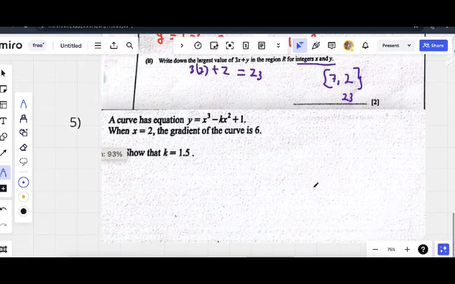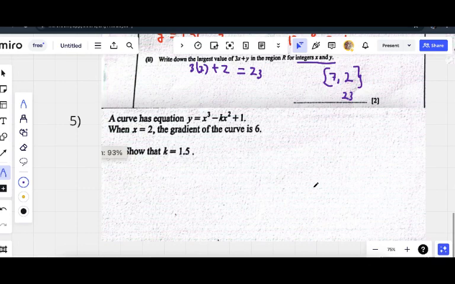Now let's go to question 5. A curve has equation y equals x cubed minus kx squared plus 1. When x is equal to 2, the gradient of the curve is 6. Show that k is 1.5. Show that this value of k is 1.5. They want to prove it.